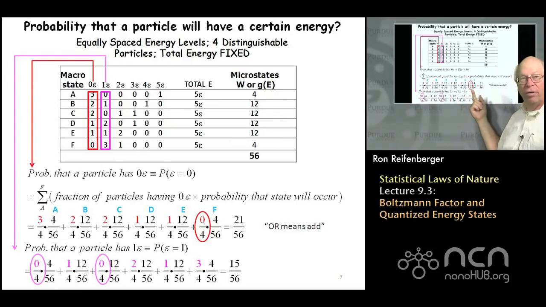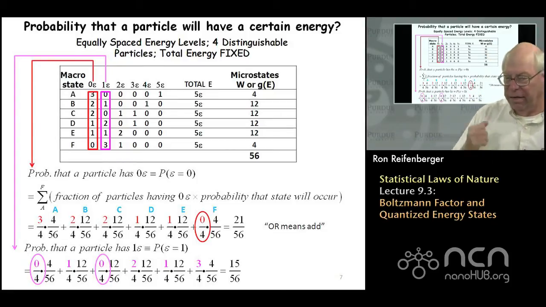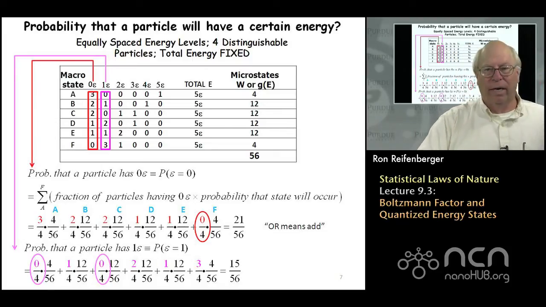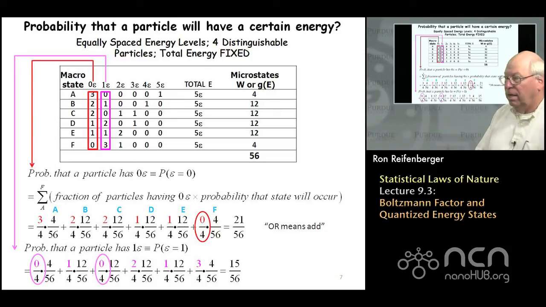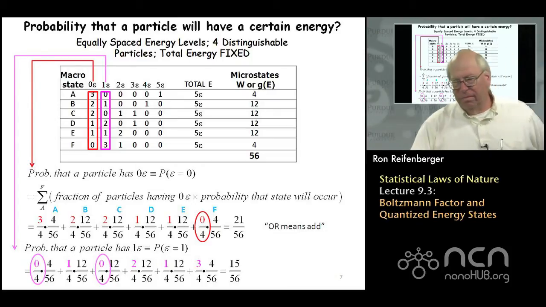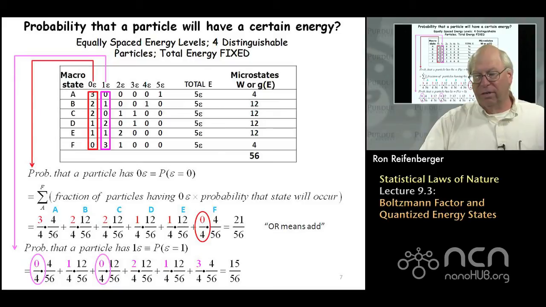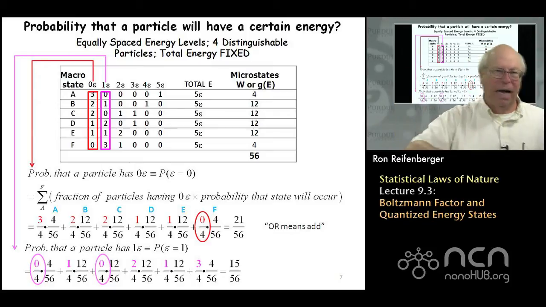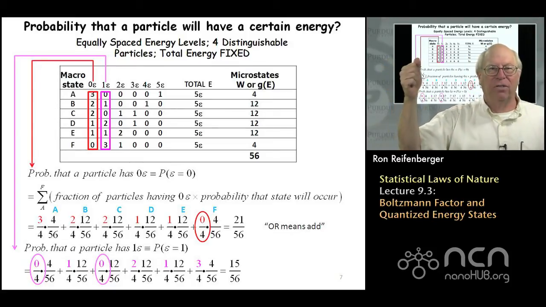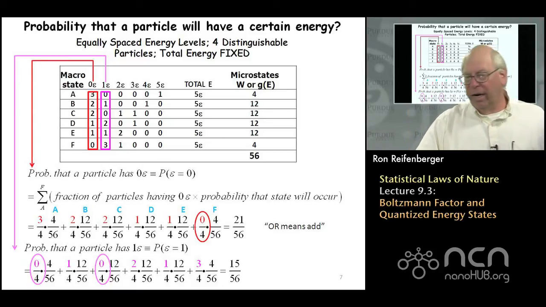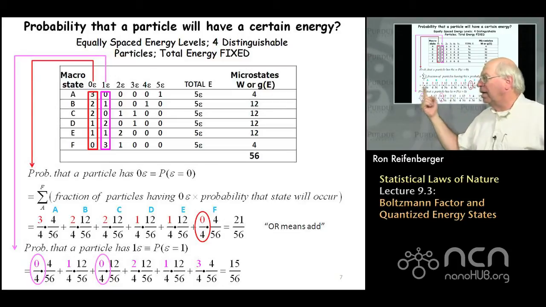So I can work this out, and I've done it here. You can check my arithmetic, and what I find is that the probability that I get a particle in the state epsilon equal to 0 is 21 over 56. That means that if I sampled this quantum system 56 times, pulled a particle out, measured its energy, wrote it down, and threw the particle back in, 21 out of 56 times I should get particles with 0 energy.